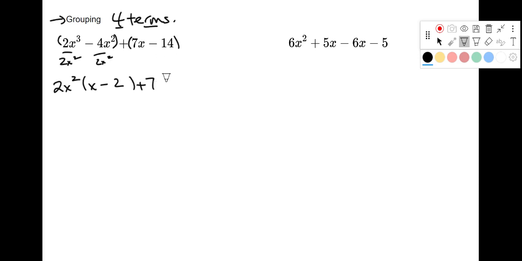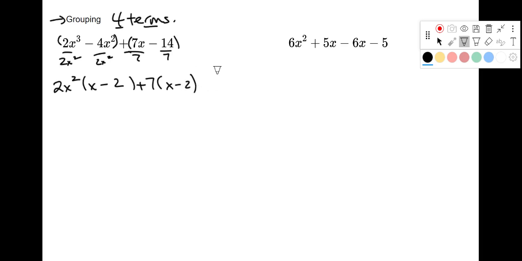7 goes into both. The third term here has an x, but the last term does not have an x, so I can't take an x out as part of the GCF. All I can do is divide both of these terms by positive 7. So positive 7x divided by 7 is x. Negative 14 divided by 7 is negative 2.